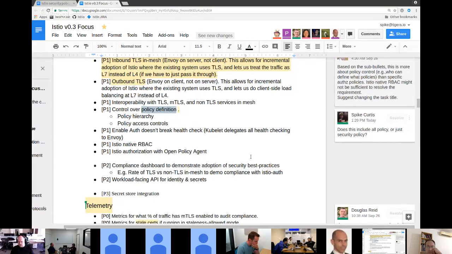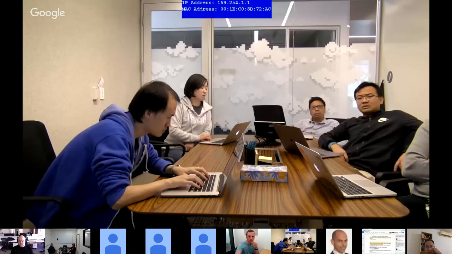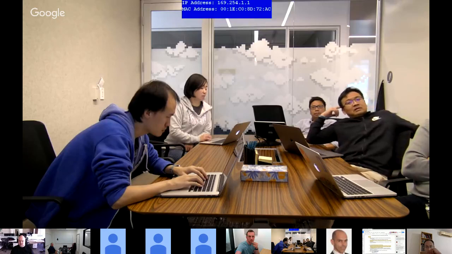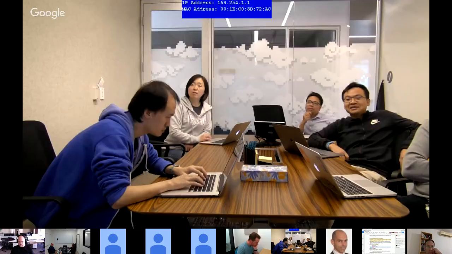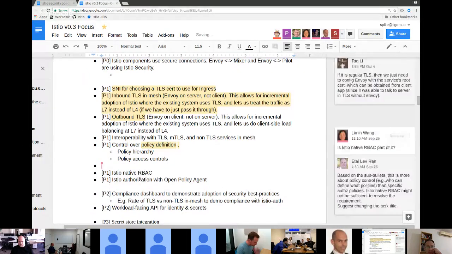So then we have P1, enabling auth doesn't break health check. I think this is P0, right? Yeah, this is P0. Let's remove it. Let's just drop that one entirely.